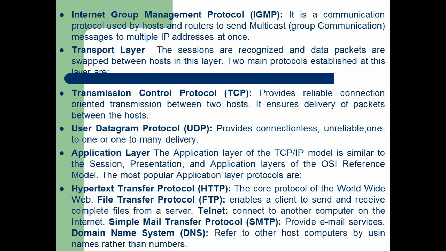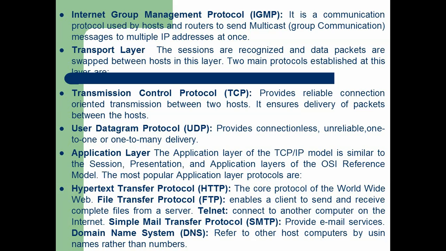Next one is the transport layer. Sessions are recognized and data packets are exchanged between hosts in this layer. The two main protocols are TCP and UDP. TCP provides reliable connection-oriented transmission between two hosts and ensures delivery of packets between the hosts. UDP provides connectionless, unreliable one-to-one or one-to-many delivery. Connectionless delivery is achieved through the User Datagram Protocol, UDP.